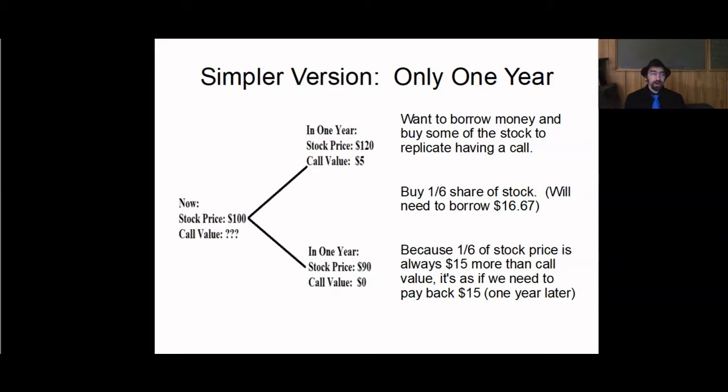Typically, the call value would have to compensate for the risk or the uncertainty. But also, there's a way of replicating this call option. Notice that if the stock price goes up versus the stock price going down, the stock price has a difference in value of $30. Whereas the call value has a difference of $5, right? 5 compared to 0.